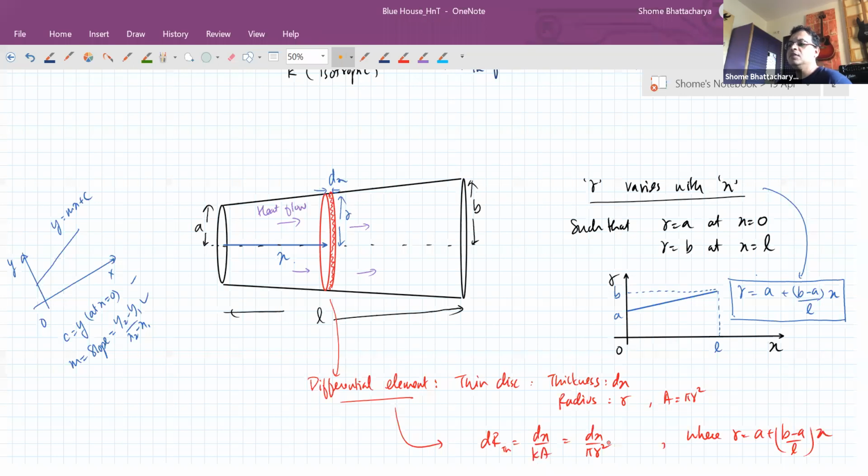Instead of calculating thermal resistance, if you were calculating the moment of inertia of this shape, then you would just replace dR with dI. The moment of inertia would become dm into r square by 2, because it's a thin disk, and dm would become density into volume of the disk. So that would be pi r square into thickness.